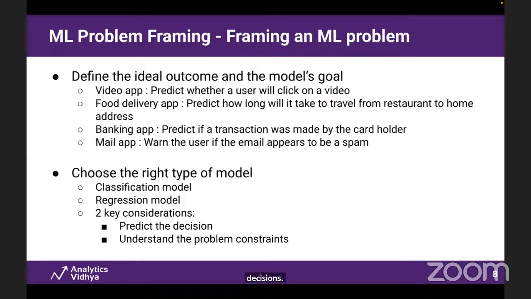So when you choose the model, you first need to know what you're trying to predict, and based on that, it will help you decide what kind of model you need to go for, whether it's classification or regression. And obviously, with every model or every problem, there are constraints as well. So you need to keep note of those constraints.